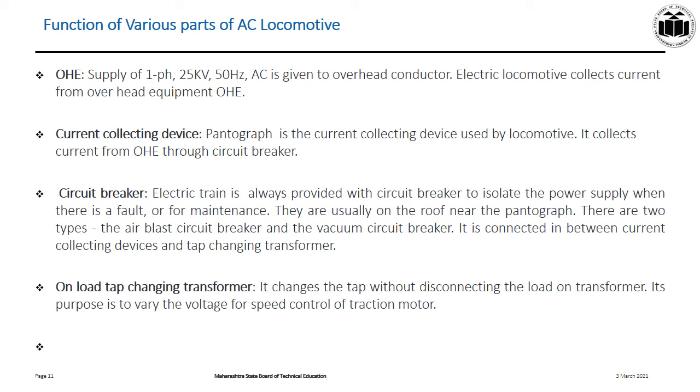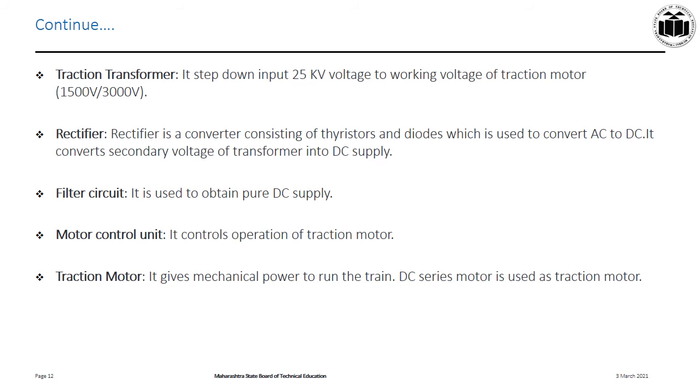The next component is on-load tap changing transformer. It changes the tap without disconnecting the load on the transformer. Its purpose is to vary the voltage for speed control of the traction motor. The next component in AC locomotive is traction transformer. Traction transformer is basically a step-down transformer which steps down the input 25 kV voltage into the working voltage of the traction motor up to 1500 volt to 3000 volt.